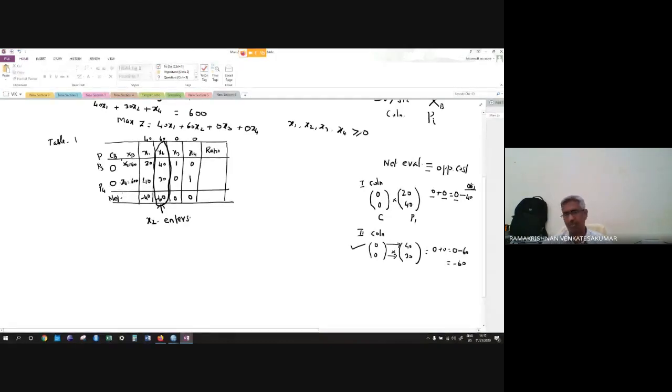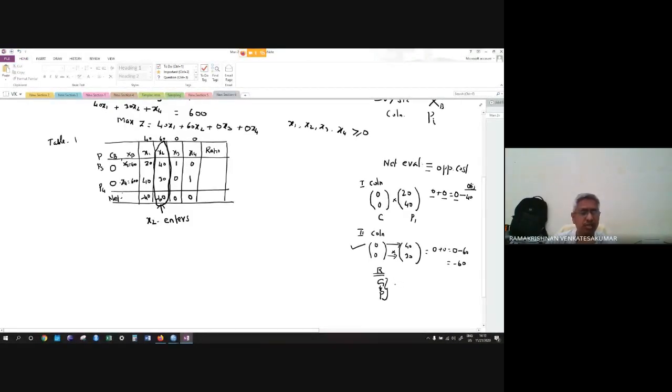X2 enters, that is, you have started producing X2. That is, you have to consider the product. You have two resources: roasting, that is one section, and grinding and packing, another one. In the initial stage, you have not produced anything.